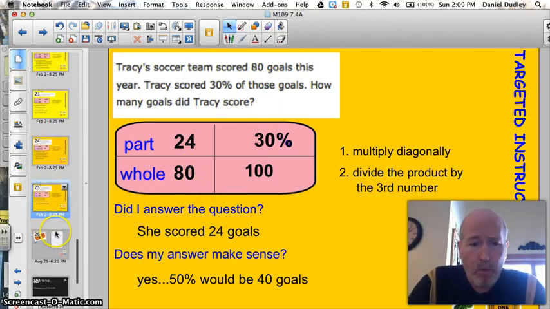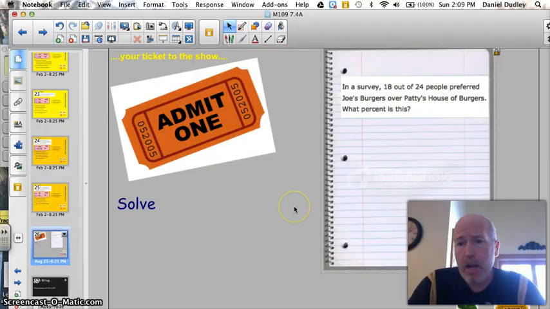All right, good job working through those. Here's your test problem, and I'll just pause for a minute while you can read it. All right, let's see if you can draw your own box and solve that problem without any help.